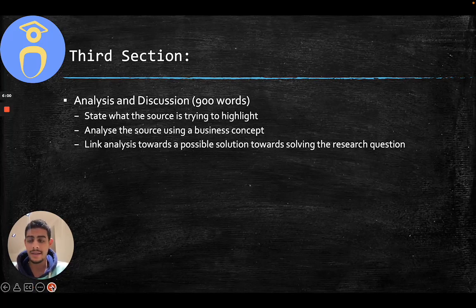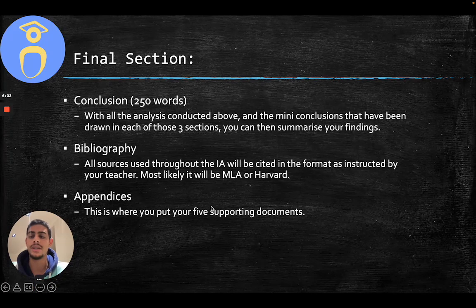After the analysis section, you have your conclusion, which is 250 words. With all the analysis that you have conducted above and the many conclusions that have been drawn out in each of the three sections in the previous paragraph, you can then summarize your findings. It's important that in the conclusion, you answer the research question. Otherwise, you're going to score very poorly in the conclusion. You want to make sure that you've answered the question that you've come up with.